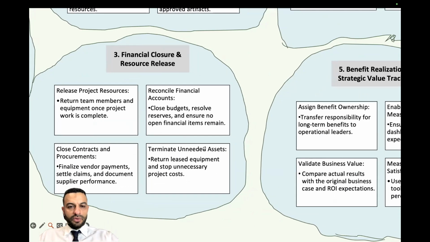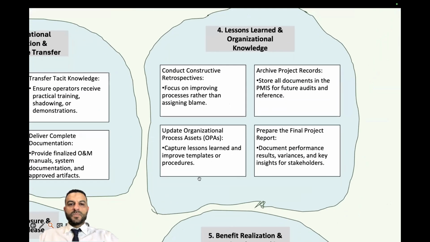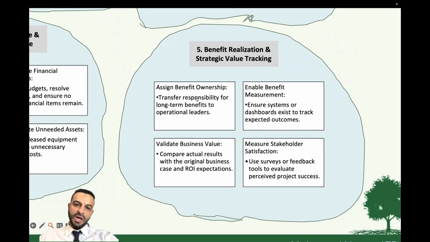And of course, terminate or release the assets. Conduct the constructive retrospectives and feedback, archive the records, update the OPA. OPA, again, is the organizational process assets of the organization. And this should be a system. I mean, the ownership of this should be the management of the company, to make sure that all the projects are recorded. And prepare the final report.